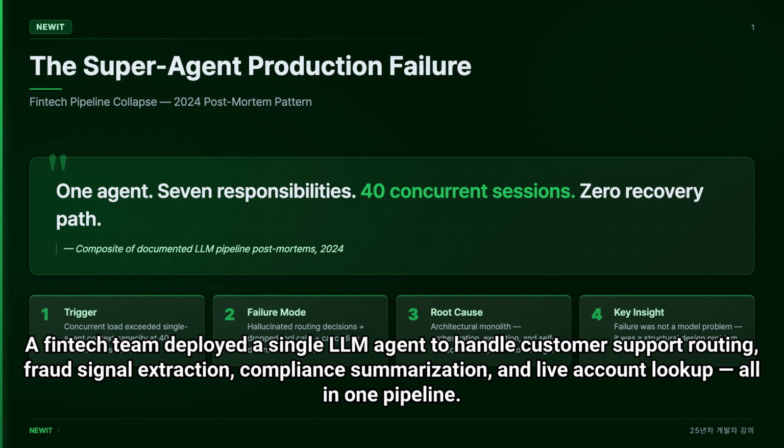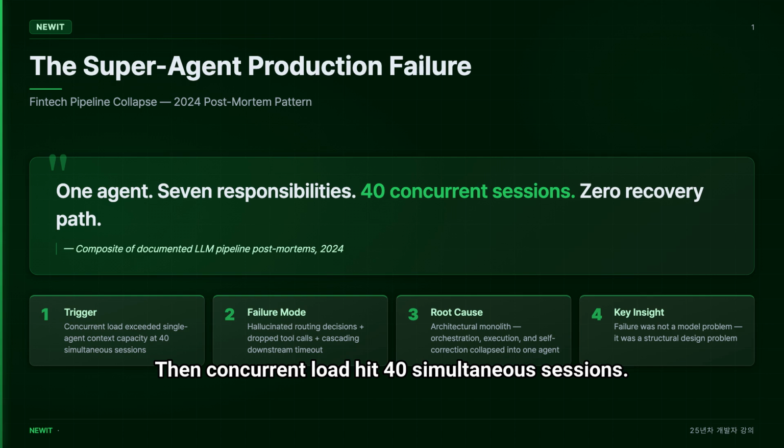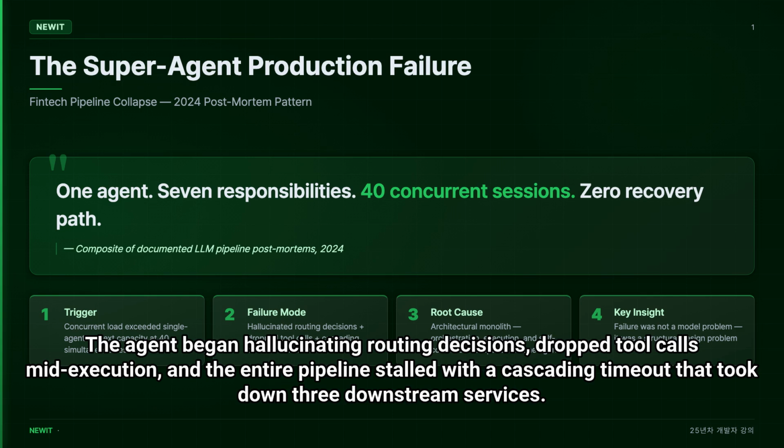A fintech team deployed a single LLM agent to handle customer support routing, fraud signal extraction, compliance summarization, and live account lookup all in one pipeline. For 3 weeks it worked. Then concurrent load hit 40 simultaneous sessions, context windows saturated. The agent began hallucinating routing decisions, dropped tool calls mid-execution, and the entire pipeline stalled with a cascading timeout that took down 3 downstream services.